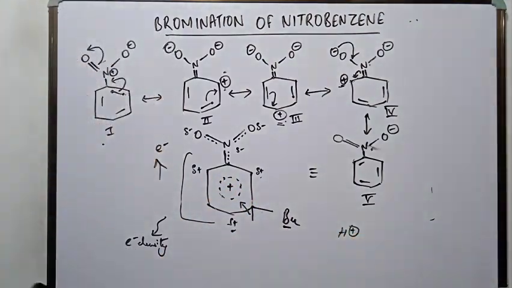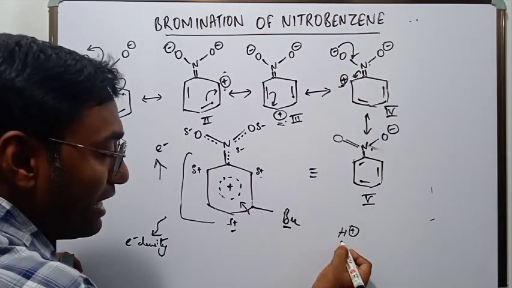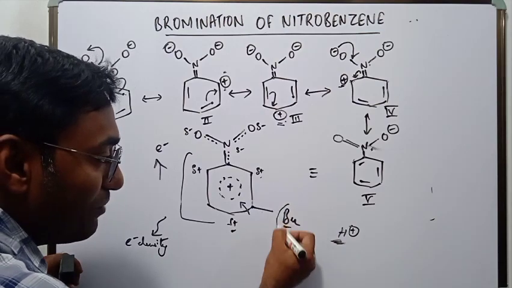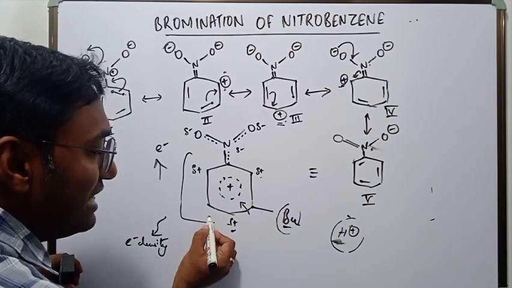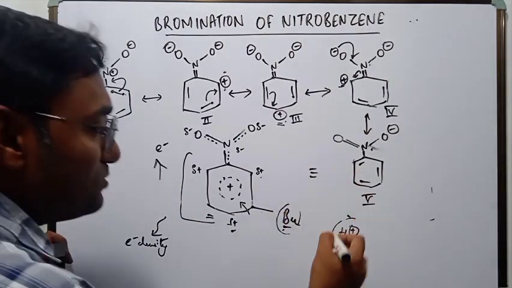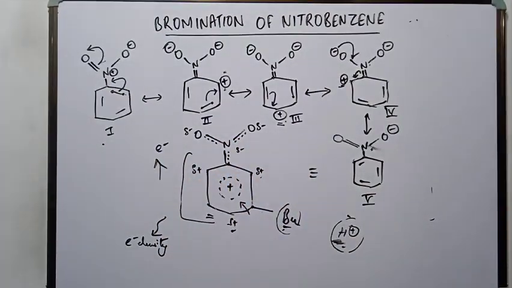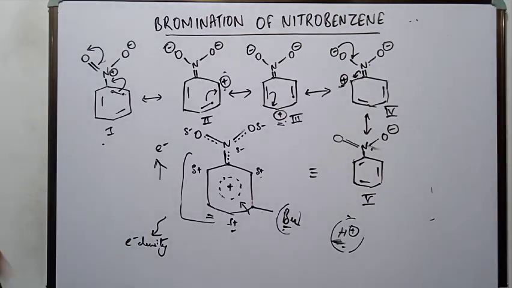So what has happened here? One electrophile, like bromine, has substituted another electrophile in the aromatic ring. The mechanism of this reaction is electrophilic aromatic substitution reaction. That is the answer for the second question.